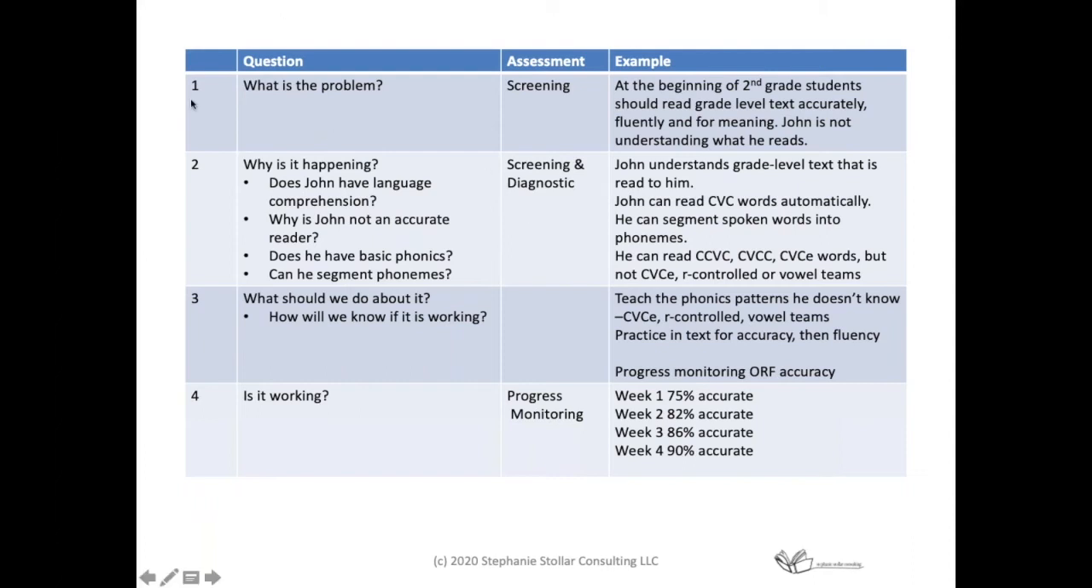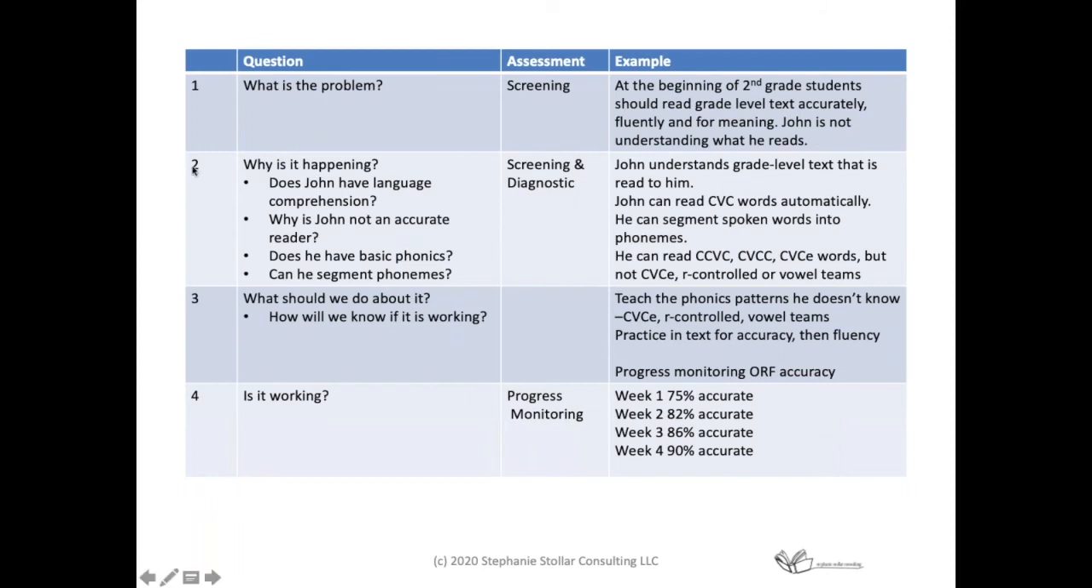So the first step of the problem solving model is the question, what is the problem? And screening data can help inform an answer to that. We want to have a measurable statement about the difference between what the student can do and what is expected. So at the beginning of second grade, we expect students to read grade level text accurately, fluently, and for meaning, but John is not understanding what he reads.